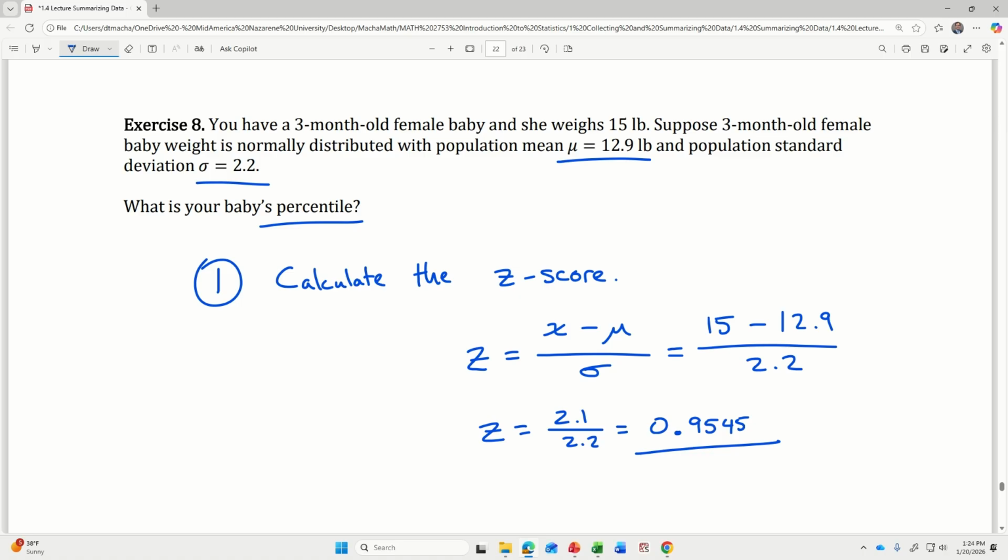And the z-score is the number of standard deviations you are away from the mean. It's positive if you're above the mean, negative if you're below the mean. And so this baby has a z-score of 0.9545 in baby weight. Let's turn it into percentile. I'll show you how to do this, and you got to pay super close attention.